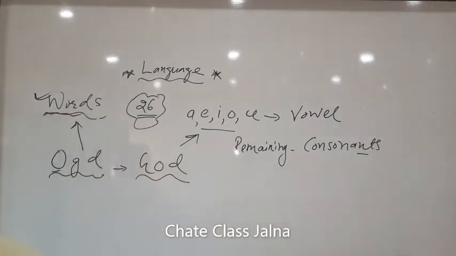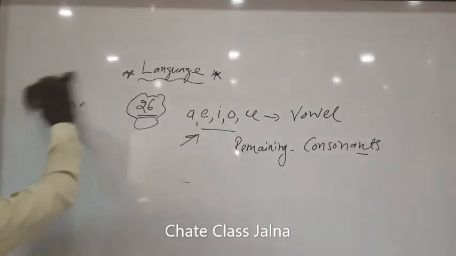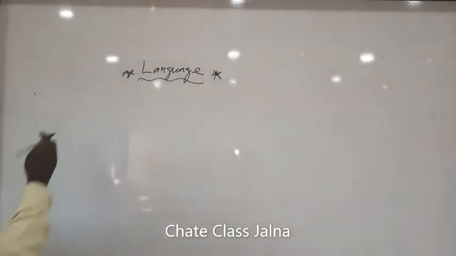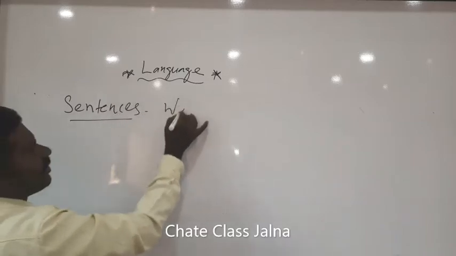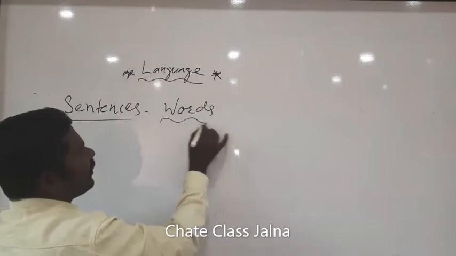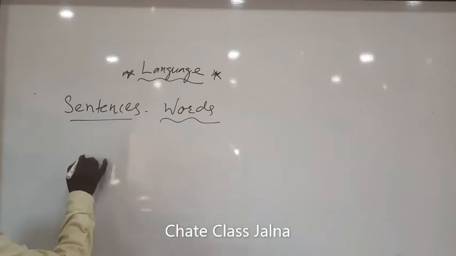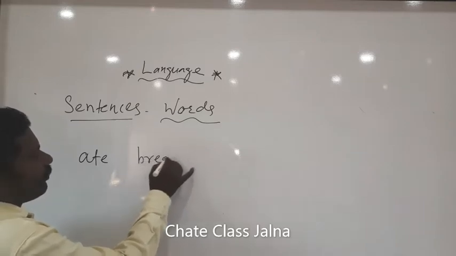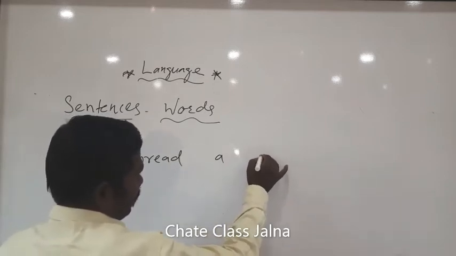So similarly, the collection of the words we can define as the sentences. So let's move towards the sentences. If we say that sentences are also a collection of words, then let us see how the sentences are formed. Here is an example. Ate, bread, a, dog.